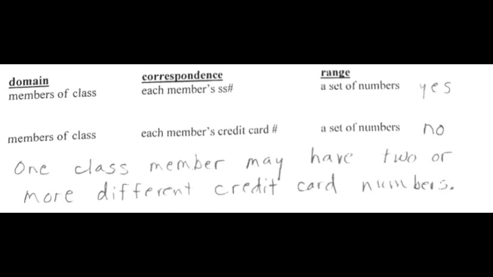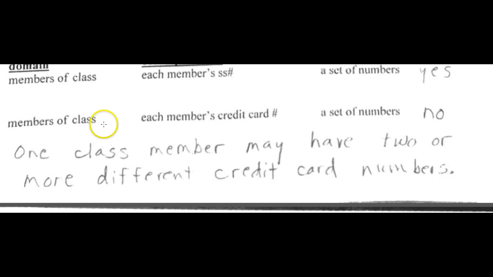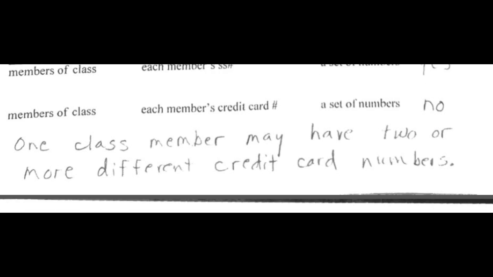Members of the class, for each member of the class, do they have one and only one credit card number? No. There are many members of the class who may have 2 or even more different credit card numbers. So you have one member of the class associated with 2, 3, 4 credit card numbers. So that is not a function. The correspondence where each member of the domain has to be associated with one and only one member of the range. That is not a function.